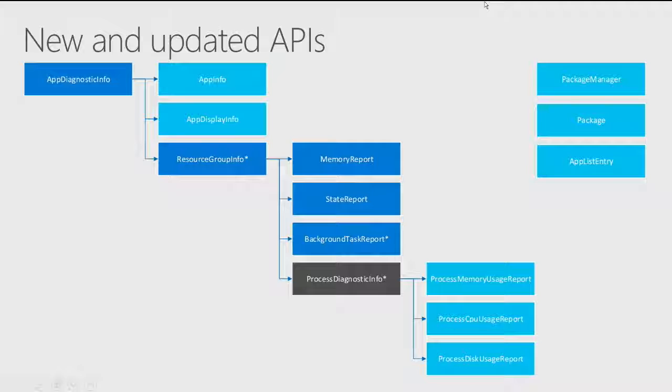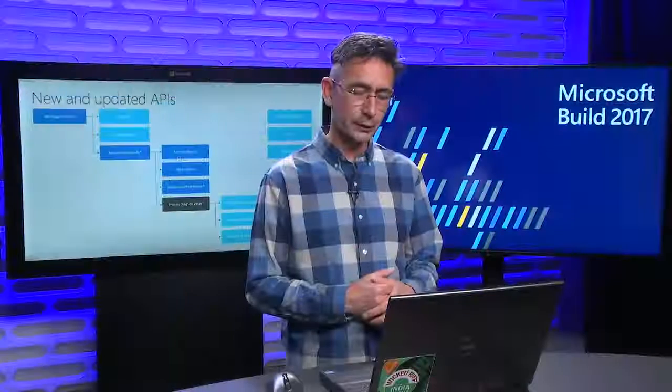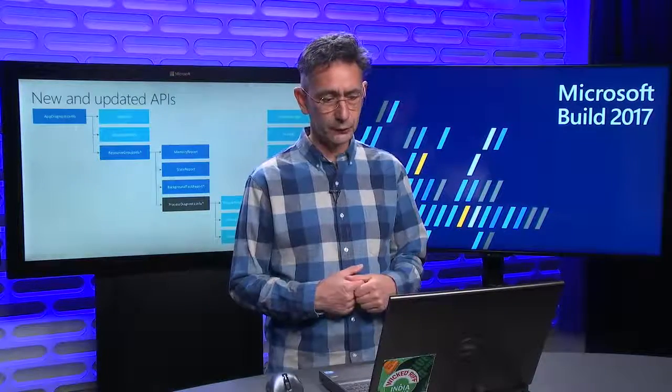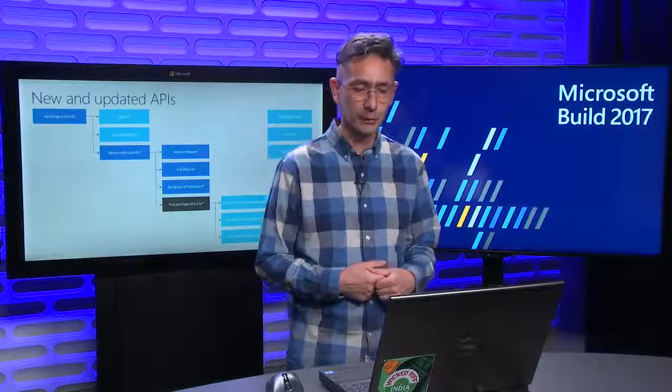So the APIs, the App Diagnostic Info class is the main class. It encapsulates things like the app info and app display info, which just give you package metadata, the name, the app user model ID, the package family name, and so on. And those are available in the Creators Edition right now. Then for the next release, we're adding the resource group info class. So each app diagnostic info will have one or more resource group infos. And this maps to the resource groups you might have in your manifest. And it encapsulates the more detailed memory and state and background task information that you're more interested in.